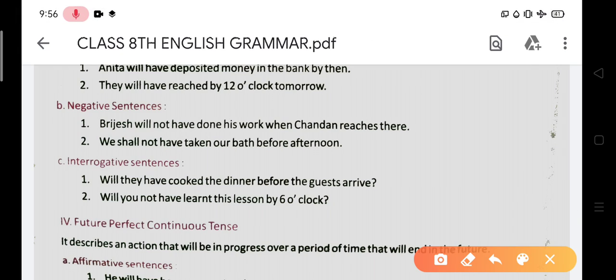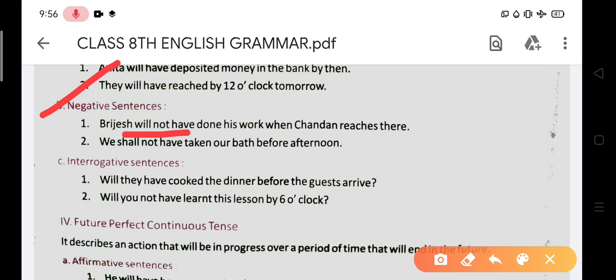What is the negative sentence? Listen from here. A negative sentence gives a negative message. You can say will not have. It means with these sentences you will use as a helping verb will not have. Brijesh will not have done his work when Chandan reaches there. Brijesh will not have done his work when Chandan reaches there.